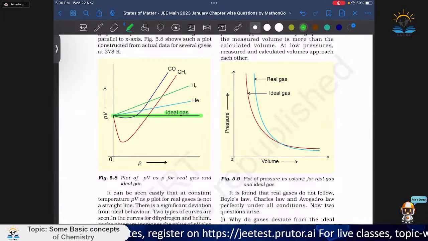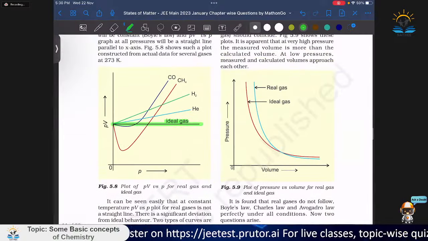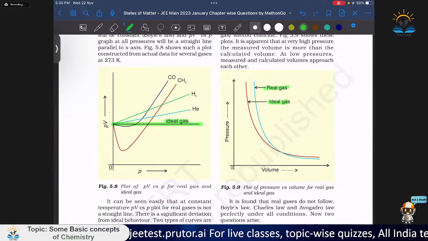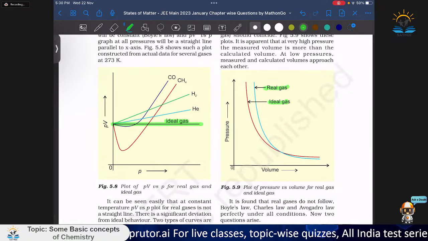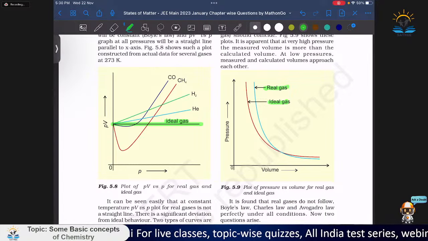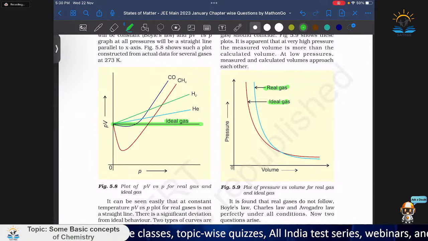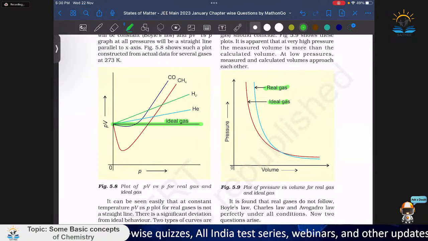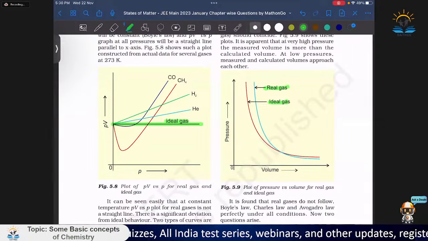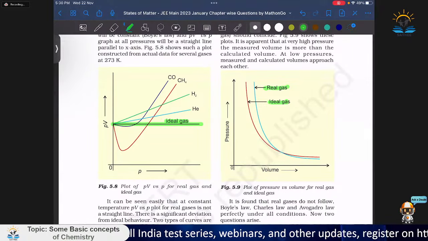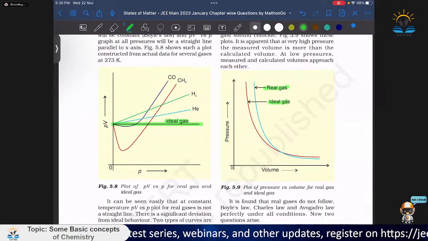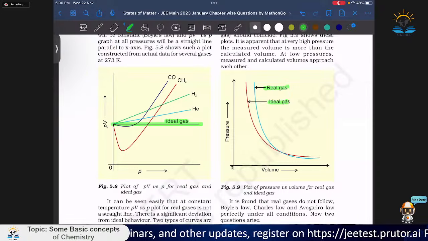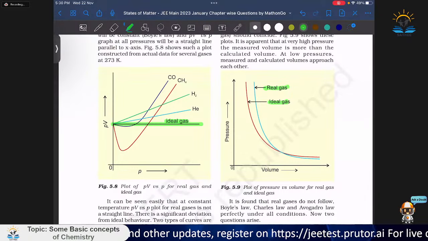Okay, and if we look at pressure versus volume, the ideal gas and the real gas deviate from each other at low volumes or at high pressures. At low volume or high pressure, the real gas has a much higher volume than the ideal gas. If you increase the pressure, the real gases do not get that compressed, because in ideal conditions we have assumed that their volume is zero, so they can be compressed. But real gases have some volume of their own.